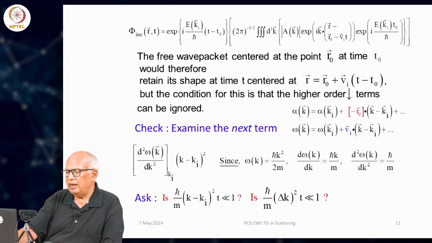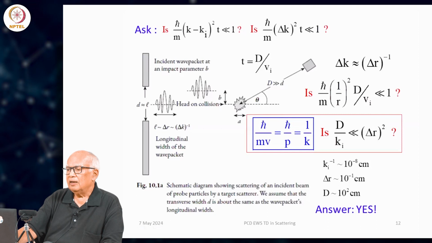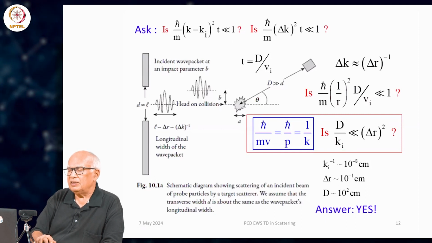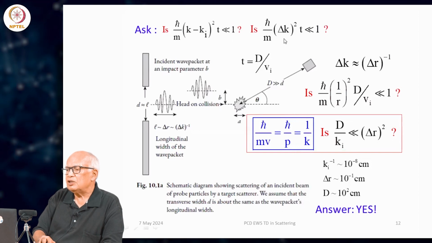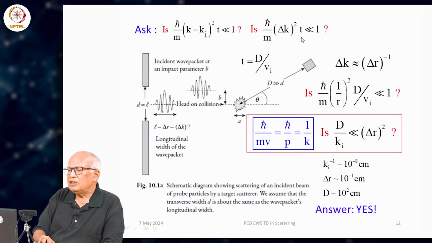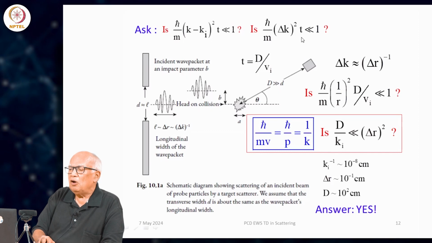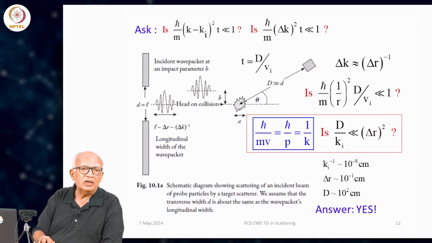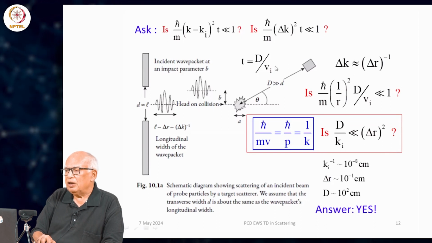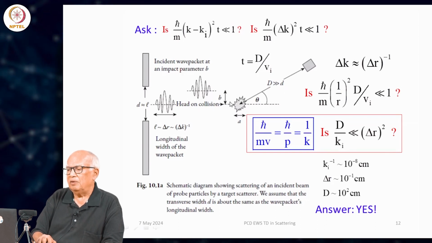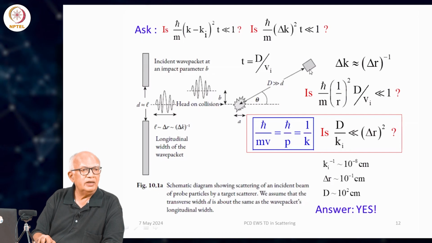So, we will examine this question. This is the question at the top of the slide: h cross over m multiplied by delta k square into t much less than 1. This will obviously depend on the conditions of the experiments, because the time that you are talking about is the time from the target to the detector.